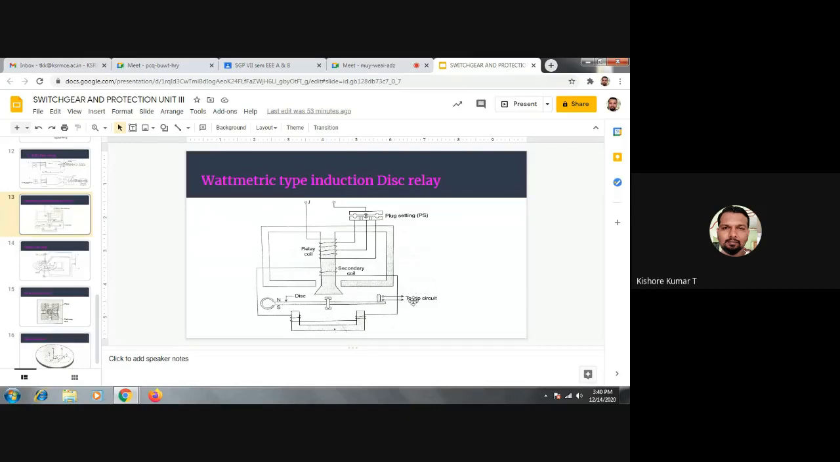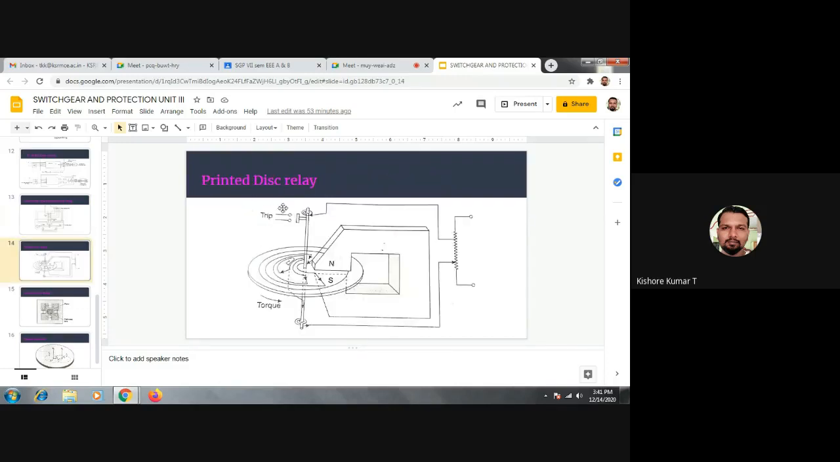While rotating, see here, these two are the trip coil contacts. While rotating, this disk will close the trip coil contacts, due to which the trip coil will get energized and finally it is going to operate the breaker. So this is the braking magnet. What is the need of a braking magnet? To overcome the creeping error, we are using this braking magnet. That is the need of a braking magnet. So this is the very simple explanation for induction relays. And coming to the next classification of induction relay, the printed disk type relay.